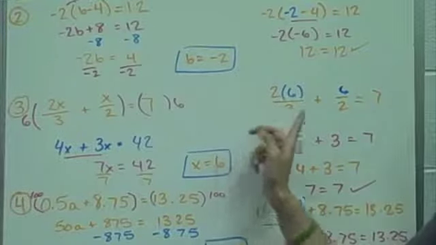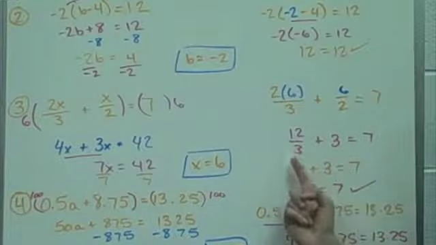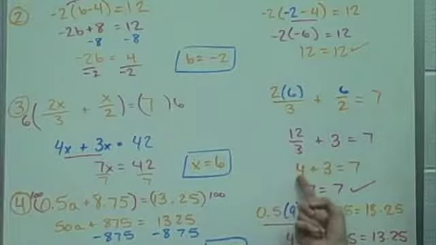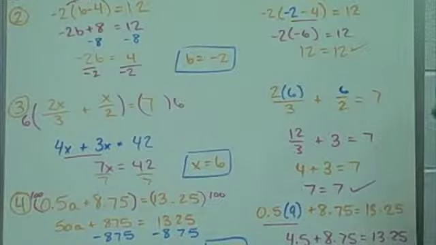And I can do this step and this step at the same time. 6 divided by 2, that's 3. Now I just have to simplify this fraction. 12 divided by 3 is 4. 4 plus 3 is 7. So that checks out. That's correct.